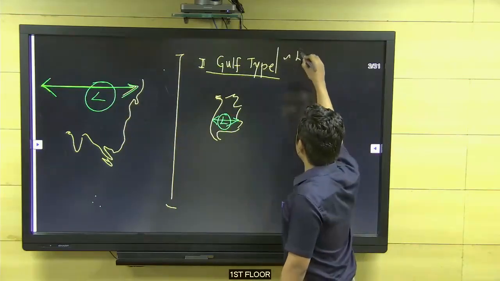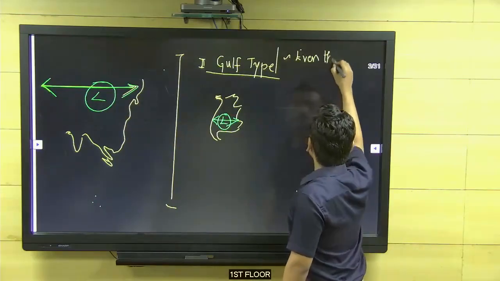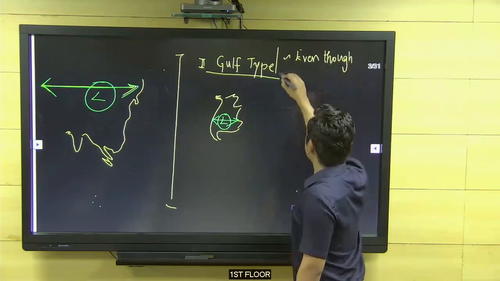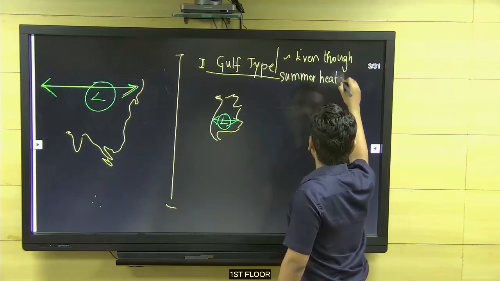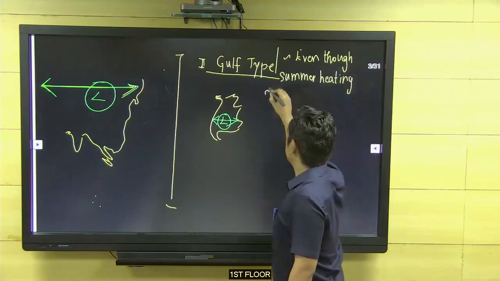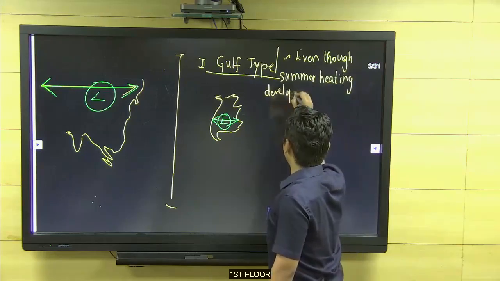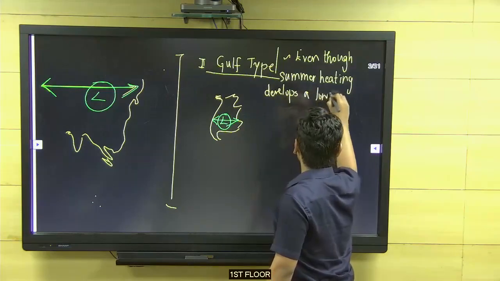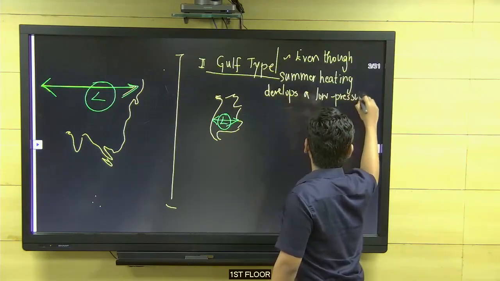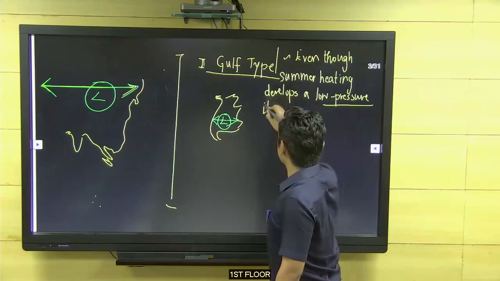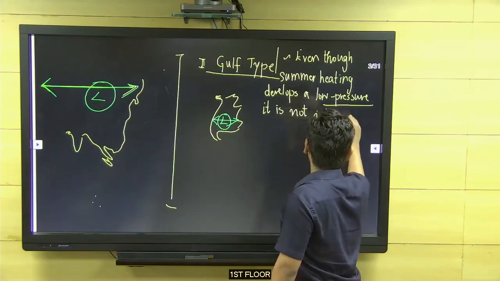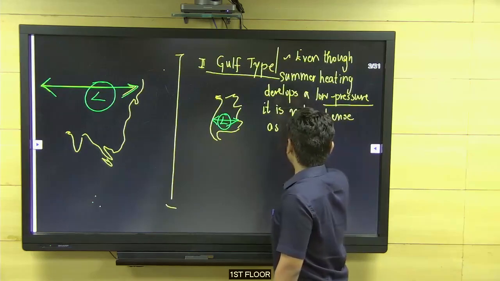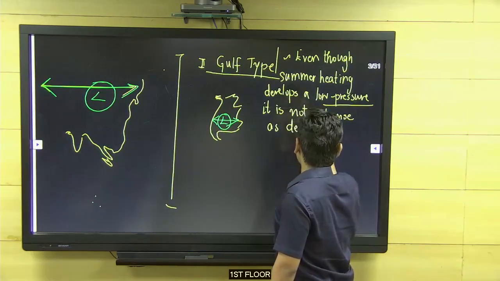Gulf type. Even though summer heating develops a low pressure, it is not as intense as that developed over Asia.